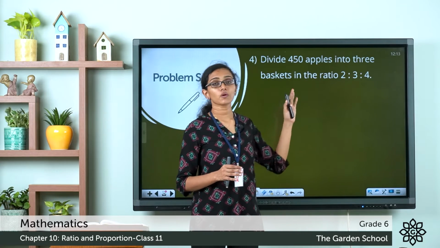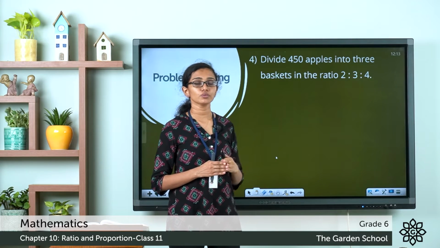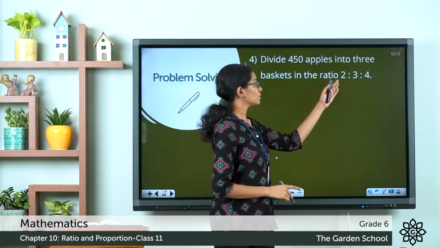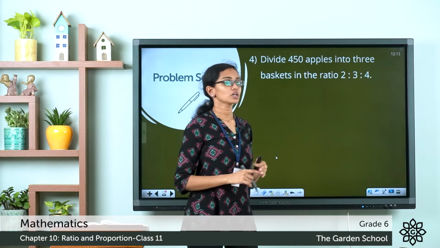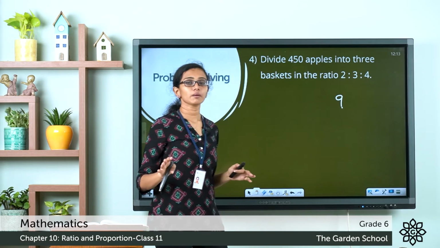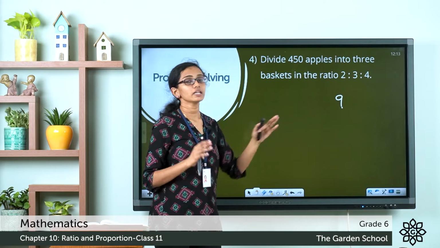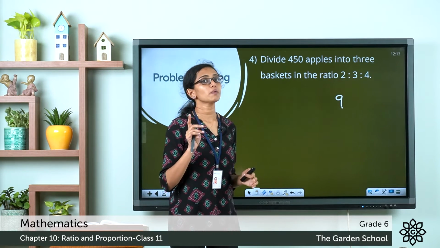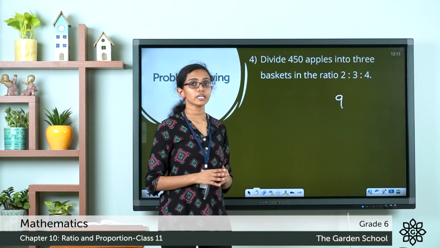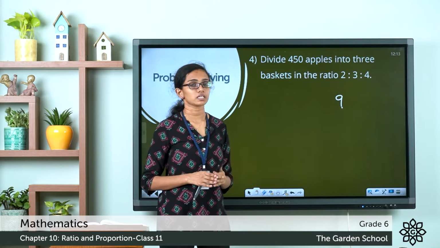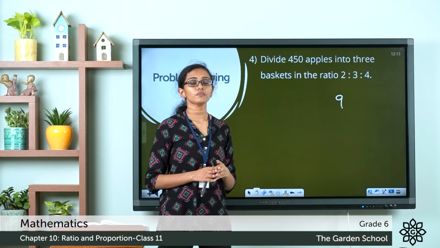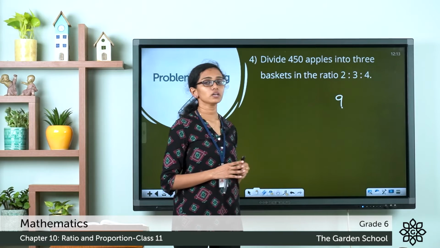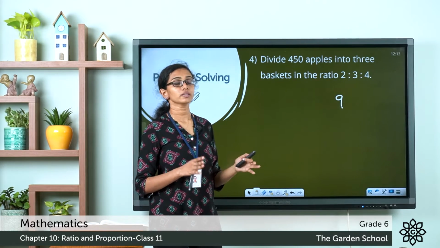So what is the total number of parts that we can divide these apples into? That would be 2 plus 3 plus 4, which is equal to 2 plus 3 is 5, 5 plus 4 is 9. So if you divide the total number of apples into 9 equal parts, 2 parts out of the 9 parts, that is 2 by 9 of 450, has to go into the first basket. Then 3 by 9 of 450 should go into the second basket and 4 by 9 of 450 apples should go in the third basket.